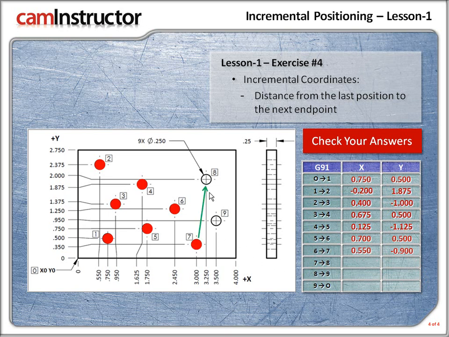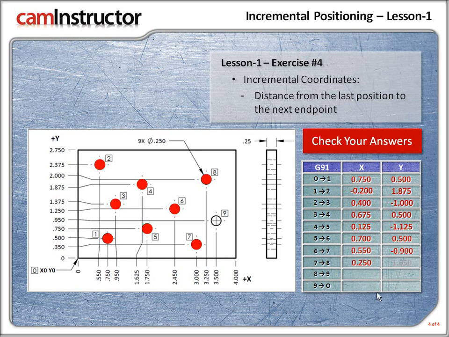Now, what about 7 up to position 8? How much would you move in the x-axis? Well, that would be a value in the x of positive 0.25. Now, how do we come by that? 3.25 dimension minus this 3-inch dimension will end up with a 1/4 inch.